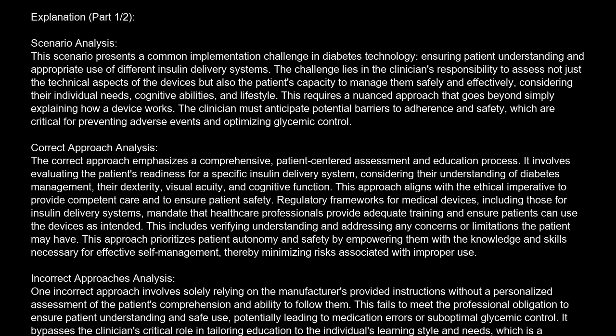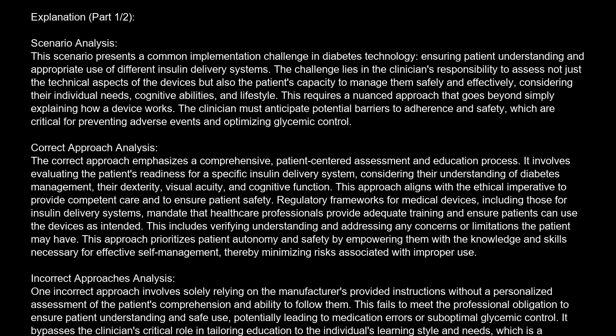Incorrect approaches analysis. One incorrect approach involves solely relying on the manufacturer's provided instructions without a personalized assessment of the patient's comprehension and ability to follow them. This fails to meet the professional obligation to ensure patient understanding and safe use, potentially leading to medication errors or suboptimal glycemic control. It bypasses the clinician's critical role in tailoring education to the individual's learning style and needs, which is a cornerstone of patient-centered care and a likely requirement under professional practice guidelines.